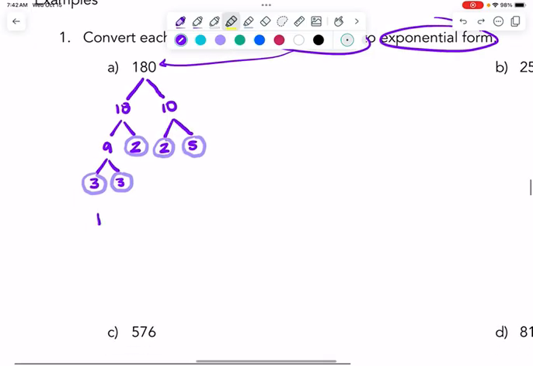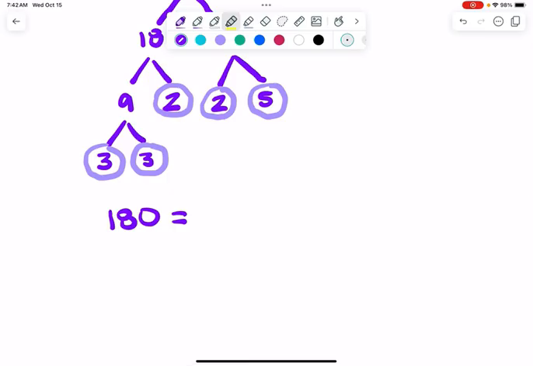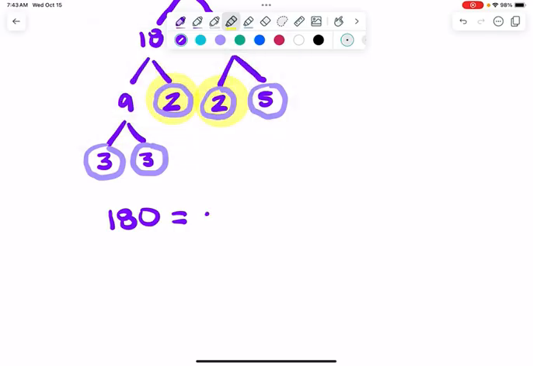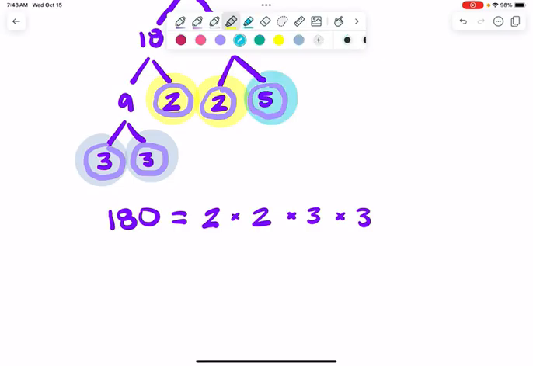Now, how I'm going to write 180 as exponential form is I'm going to start by looking at all my prime factors and writing them in order from smallest to biggest. So my smallest of my prime factors is 2, and I have 2 of them. So I'm going to write 180 is the same as 2 times 2. But that's not all, because I also have times 3 times 3, because those are my next smallest prime factors in there. And then I, of course, have times 5.